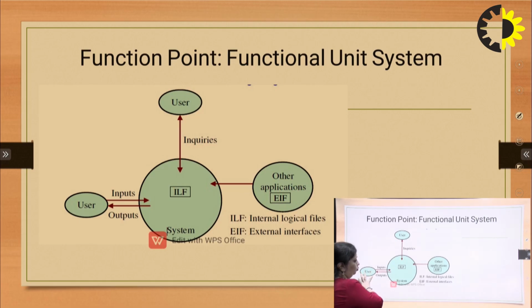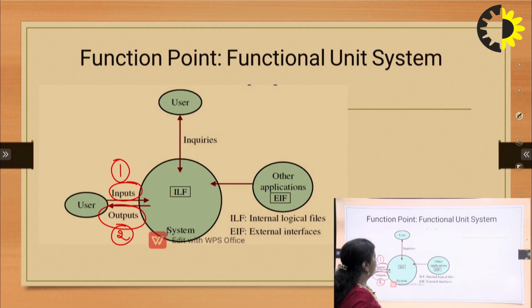So this is my user and this is the entire system which he is using, the central one. So now the user gives some information to the system. This is my input, the information which user is giving. This is my first type of functional unit as per the FPA method. Now next is the output, that is the information which is leaving the system. So this is my second type of functional unit as per FPA.